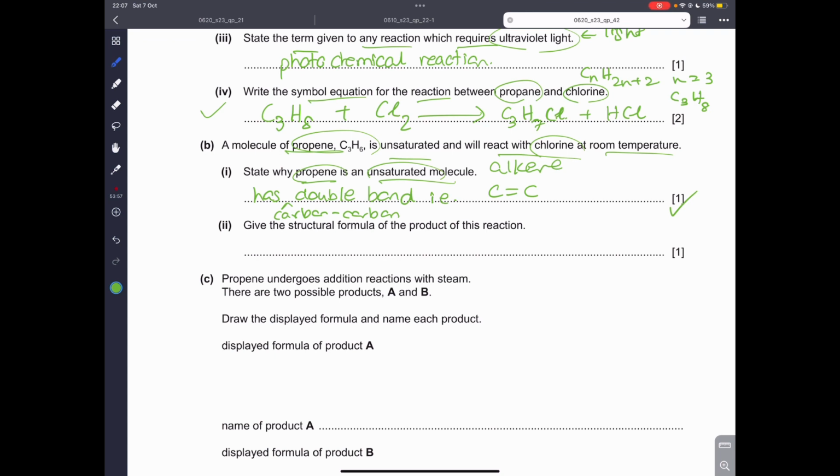There's a one mark question. Give the structural formula for the product of this reaction. So propene, C3H6, is going to react with chlorine. Now in this case, it is called an addition reaction because you are reacting with an alkene. An alkene will not undergo substitution. Instead, the double bond here, in this case, the propene is going to open the double bond, and the Cl is going to come in on one of these carbon atoms.